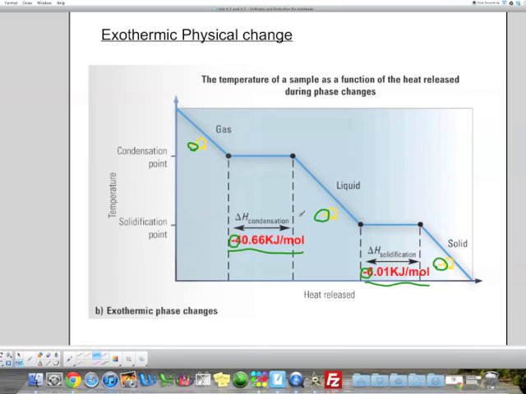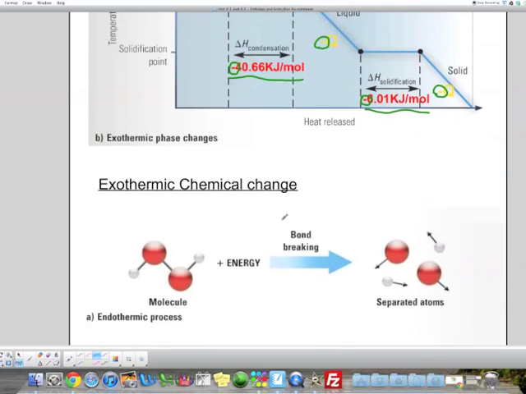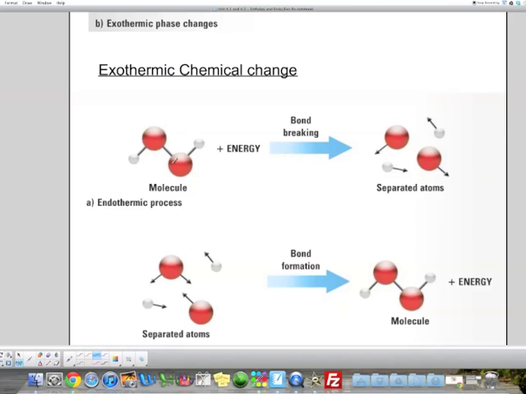Because there is a release of energy, I will express the amount as a negative value. If we look at the exothermic chemical change, the same process occurs. I have a molecule, it gains energy, it breaks its bonds, I get separated atoms. These same separated atoms start forming bonds to form a new molecule, and in the process release energy. So the first half is endo. When we break the bonds, it's always endo. And the second half is always exo.